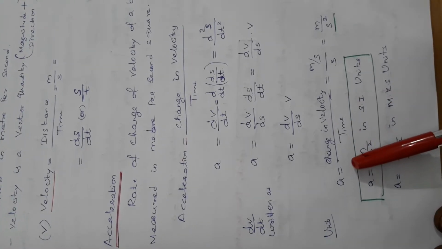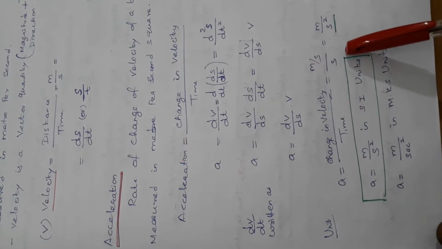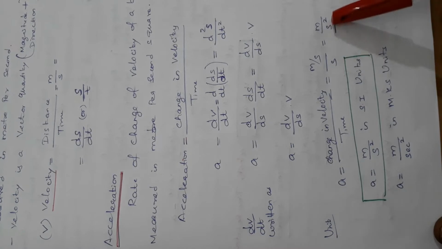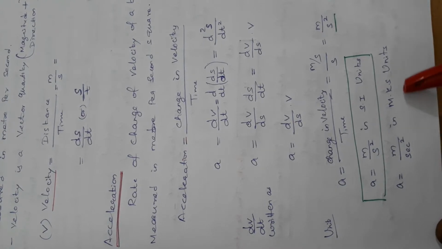The unit is change in velocity by time. The velocity unit is meter per second and the time unit is second, so we have meter per second square. a is equal to meter per second square in SI units. Seconds is represented as sec in MKS units. Please remember that.